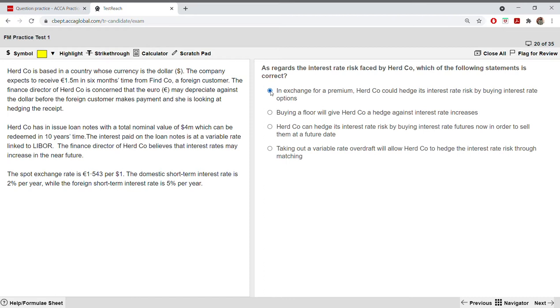Option. They should go for option. Okay, so you can eliminate. What happens when floor is there? What happens when the future is there? And with the variable rate overdraft.